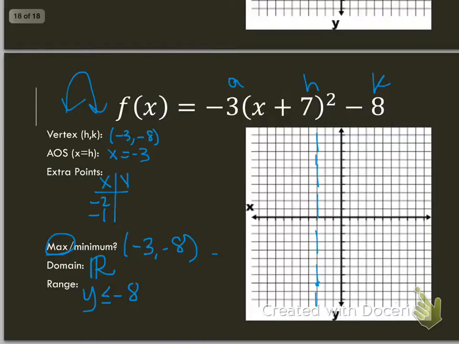Oh, this is a -7. Shoot. That's why. It should be -7. I read the wrong one. So we go left 7. 1, 2, 3, 4, 5, 6, 7. Down 8. 1, 2, 3, 4, 5, 6, 7, 8. That's where my vertex is going to be. There we go. All right, so that means this is -7.